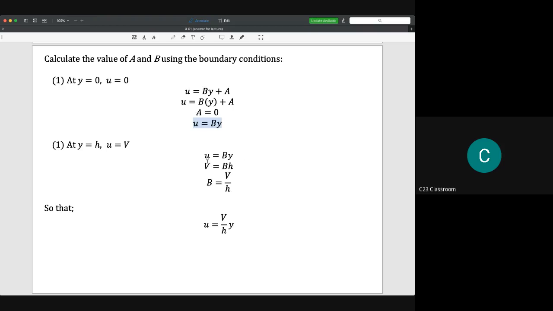So now our equation is u equal to By. If u is equal to capital V when y is equal to h, then we have B is equal to V over H, so that we can simplify our equation to u equals V over H times y.